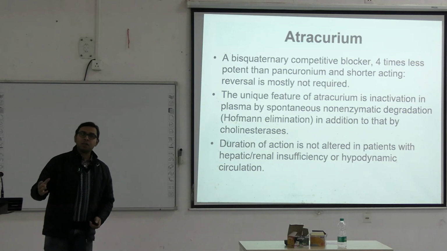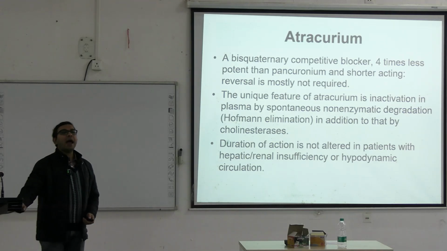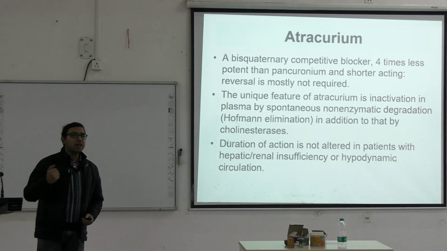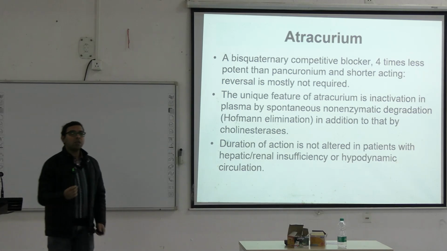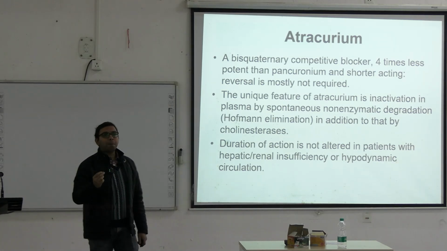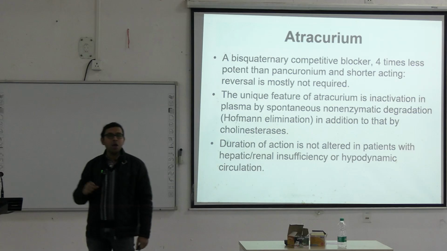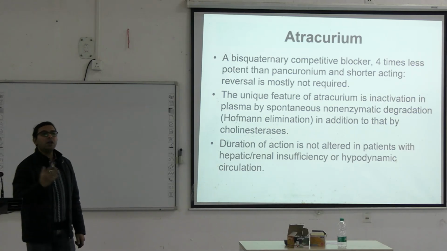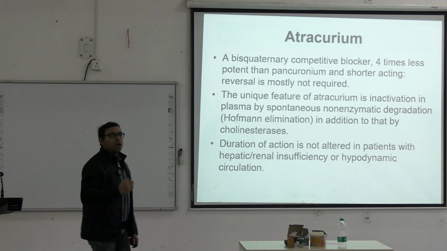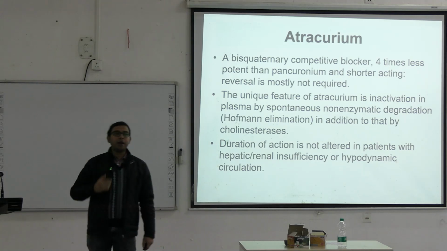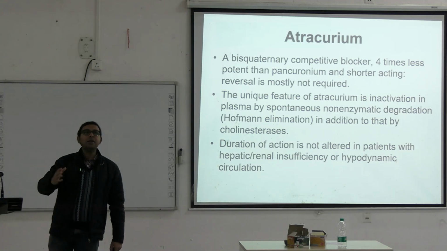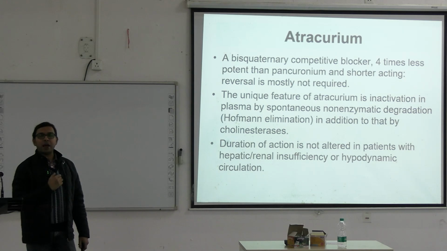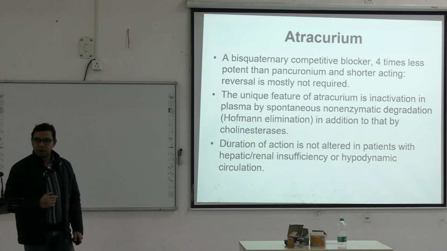So if you are asked what is the advantage of Atracurium or its congener, these are the advantages: they are metabolized by the Hofmann degradation or Hofmann elimination, which is a molecular rearrangement. So they do not need any kidney or liver for their metabolism. So if a patient has hepatic failure or liver failure and needs some operation, we can use Atracurium as a skeletal muscle relaxant agent.